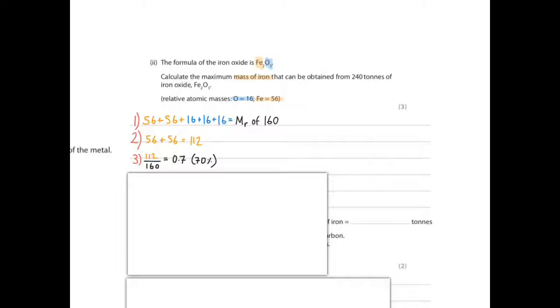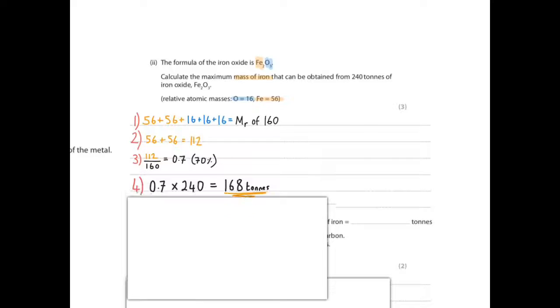But obviously extraction techniques aren't perfect. But if they were, we'd get 70% of 240. Now to work out 70%, you decimalize the percentage, but you already had it here, 0.7. And you simply multiply it by the mass in question, which is 240, which would be 168 tons. I just added tons on at the end because it said tons there.